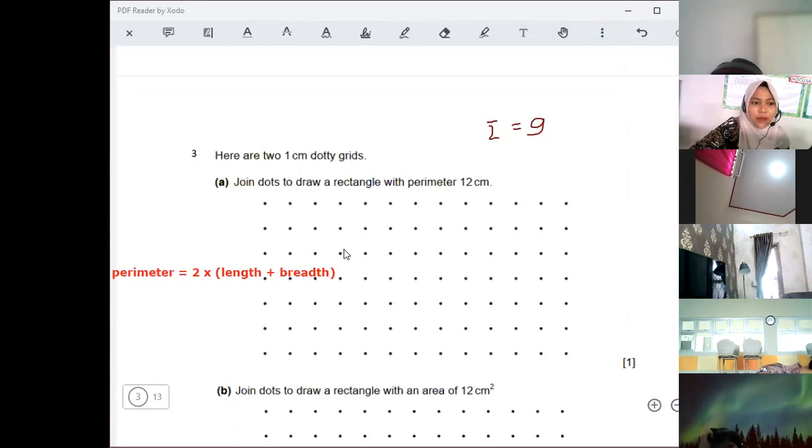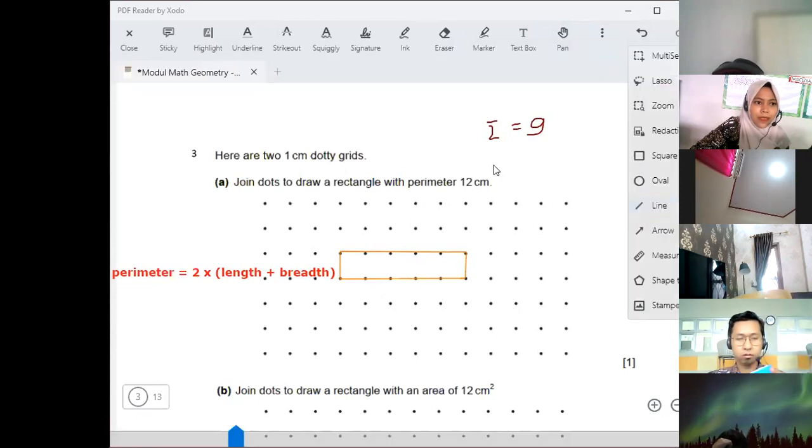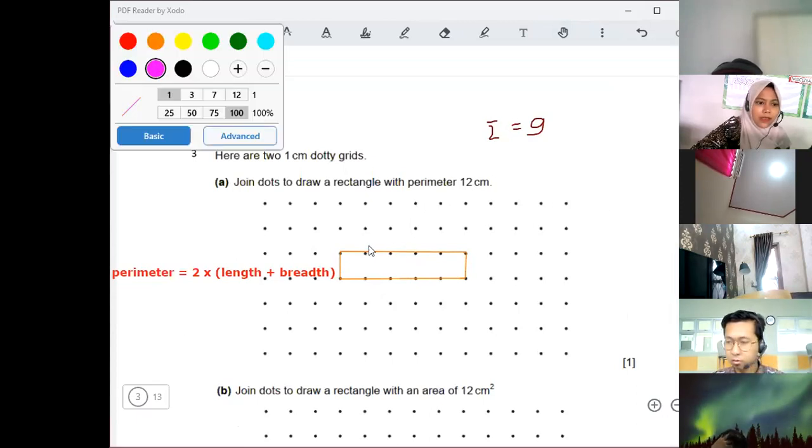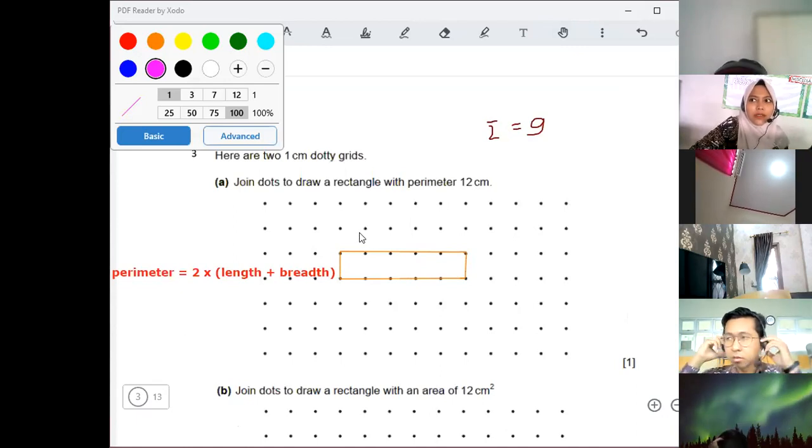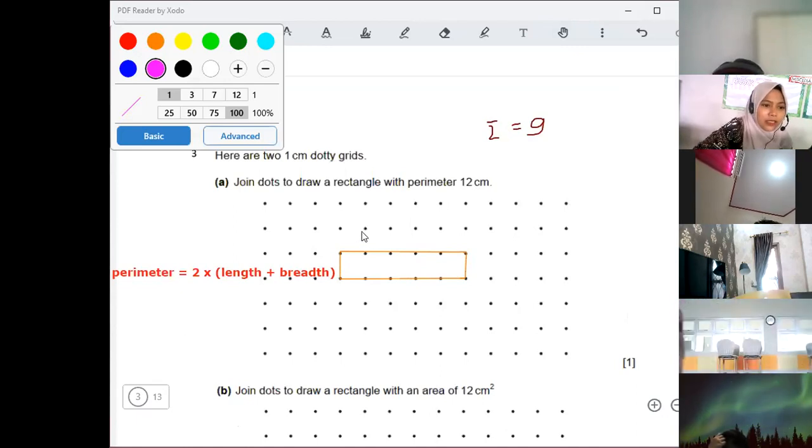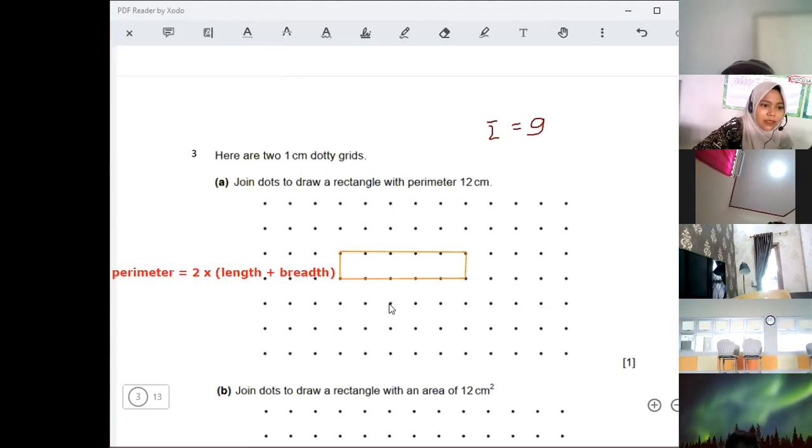We can have 5 and 1. 1, 2, 3, 4, 5, and 1 times 1. This one. Or we can have 6... 4 and 2, we can do that too. This one, 2, 4. Any other opinion, class?